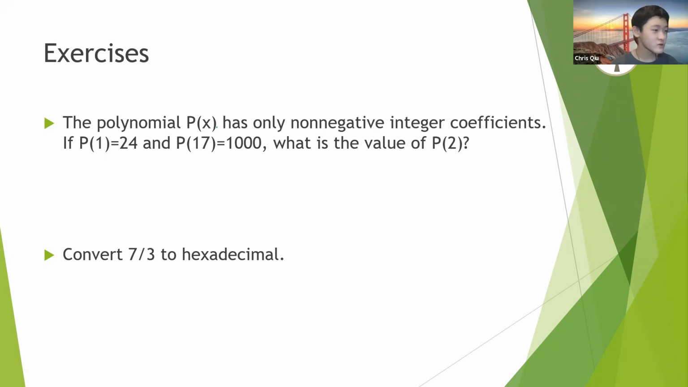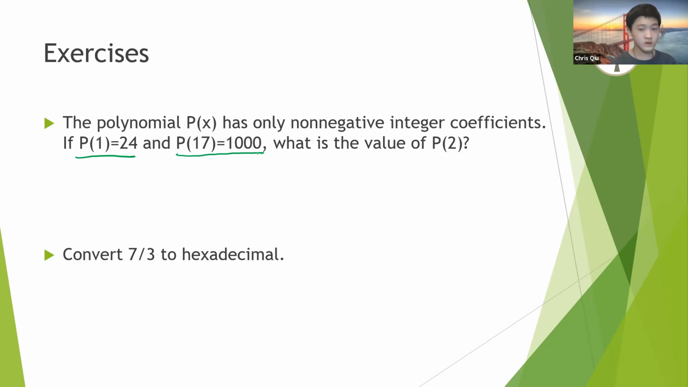So we have a polynomial with only non-negative integer coefficients. And we're given two values of this polynomial, at x equals 1 and x equals 17. When x equals 1, the value of p of x is equal to 24. And at x equals 17, the value of p of x is equal to 1000. And we're asked, what is the value of p of 2?